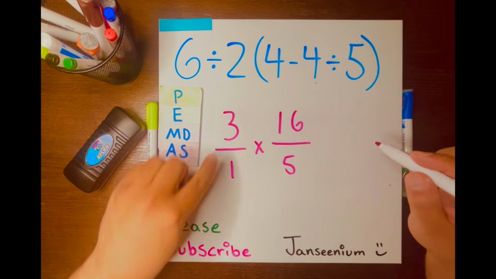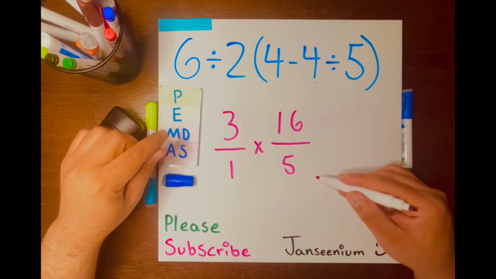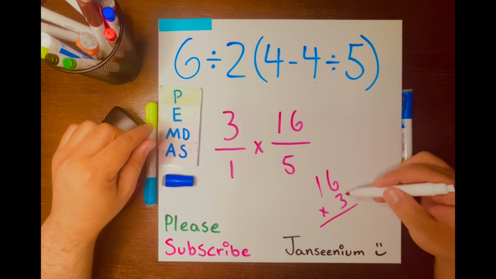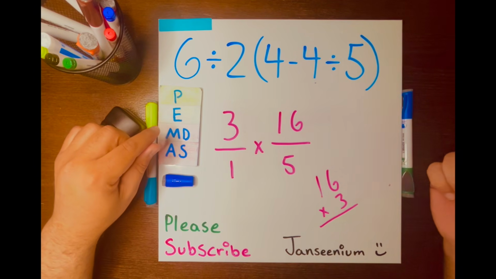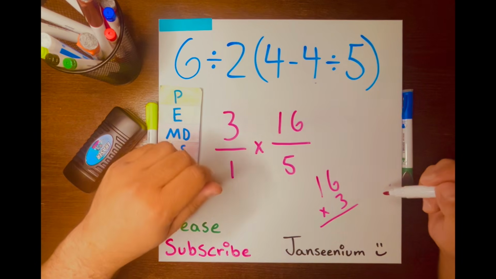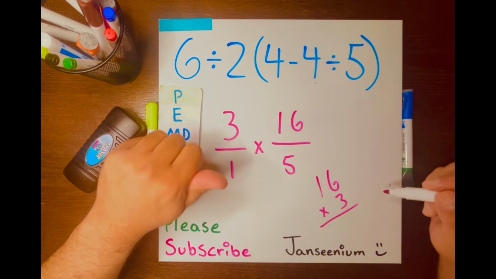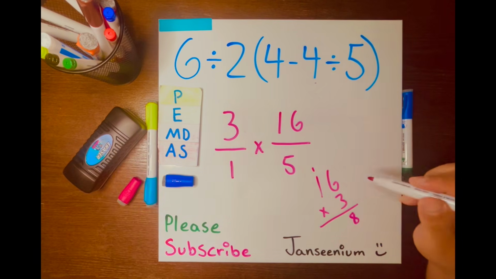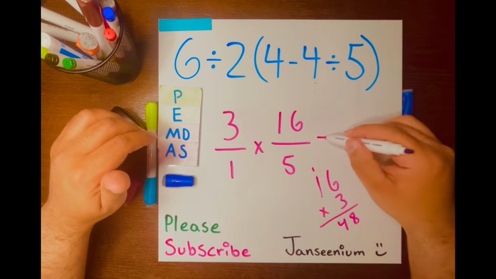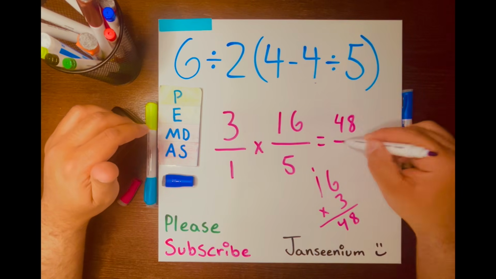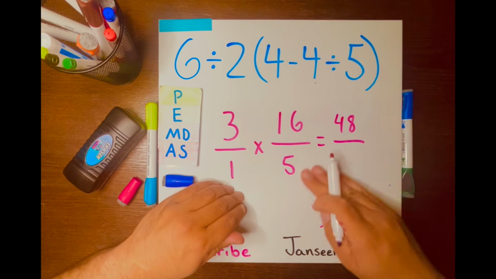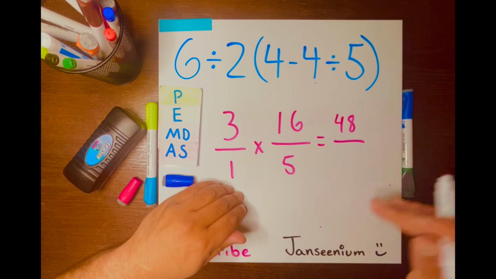So what is 3 times 16? Well, 16 times 3. 6 times 3 is what? 6, 12, 13, 14, 15, 16, 17, 18. And then 3 times 1 is 3, plus 1, 4. So we got 48 over 1 times 5 is 5. So I'll write 5 here.